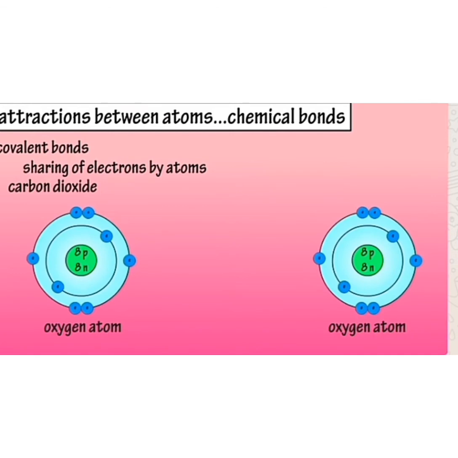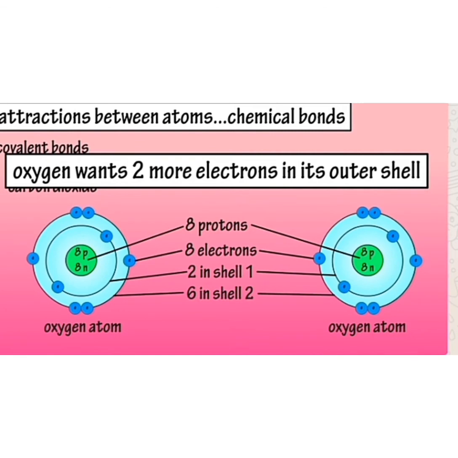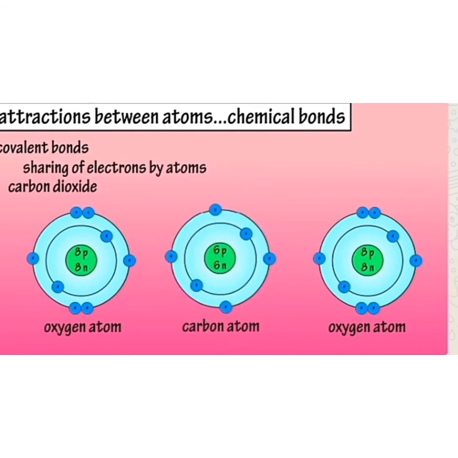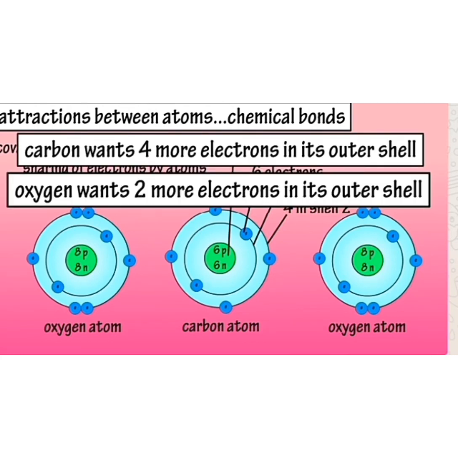Oxygen has an atomic number of 8, so 8 protons and 8 electrons, 2 electrons in its inner shell and 6 in its outer shell. So oxygen atoms want 2 more electrons for their outer shell. Carbon has an atomic number of 6, so 6 protons and 6 electrons, 2 in the inner shell and 4 in the outer shell. So it wants 4 more electrons for its outer shell. These fellas can make each other happy by sharing what they have.